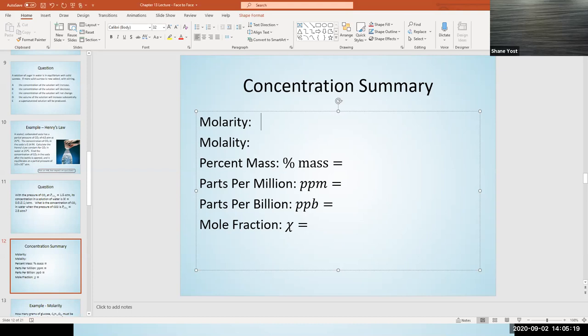And so here, summarizing the different ways we can express concentration. So molarity is expressed as what? Yeah, so moles per liter. Moles of what? Solutes per liters of solution. Yep, exactly. Okay.